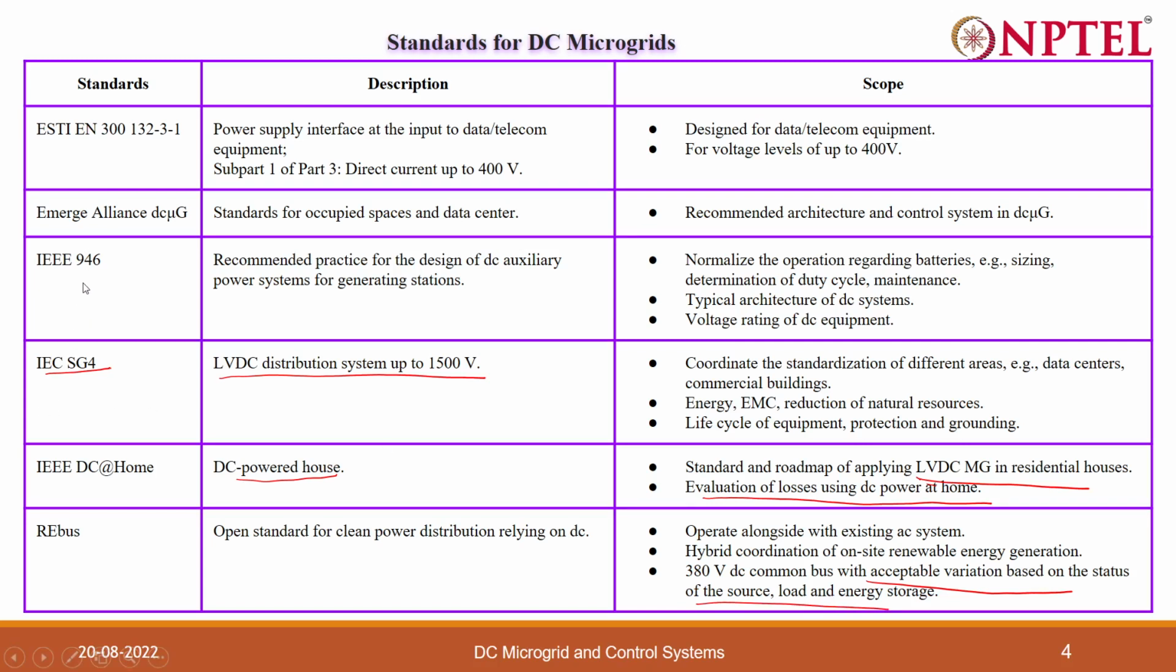So in IEEE 946, this one recommends the practice for the design of DC auxiliary power system for a generating station. So the correct answer for this question is A, IEEE 946.